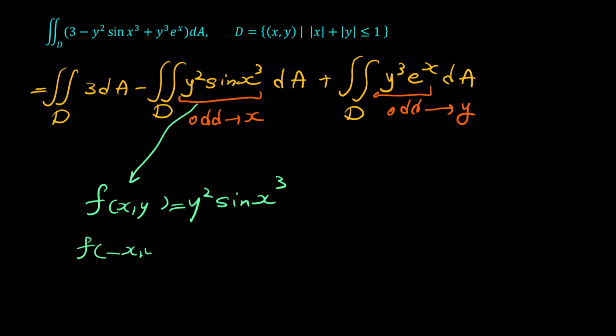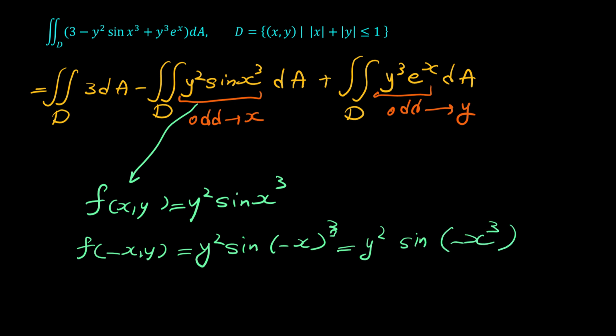Because f of negative x and y equals y^2 sine of (negative x)^3. Negative x to the 3 is negative x^3. So this equals y^2 sine of negative x^3. We know that sine, tangent, cotangent, these are odd functions. Cosine is an even function, but sine, tangent, and cotangent are odd functions. And because these are odd functions, we can move this negative to the outside. This is a trigonometry property. So this equals negative y^2 sine of x^3.